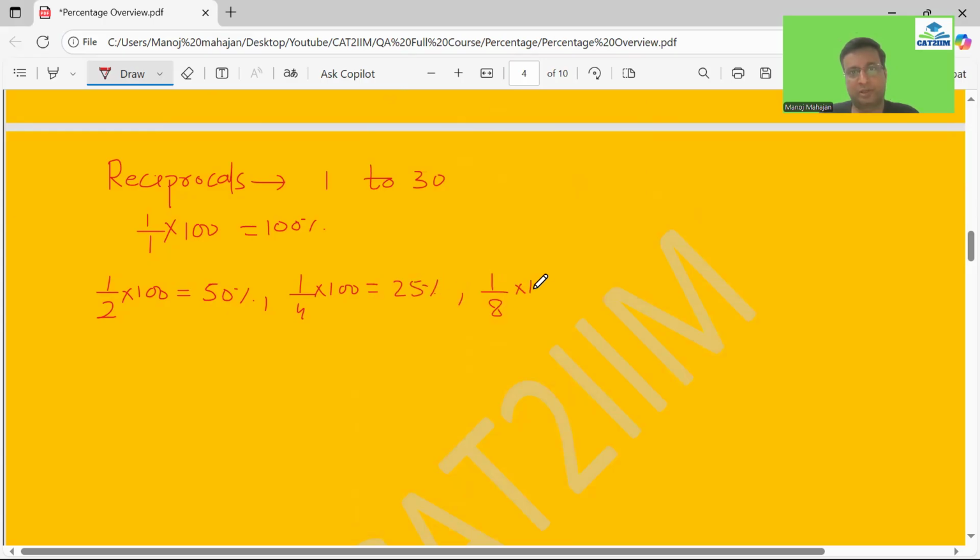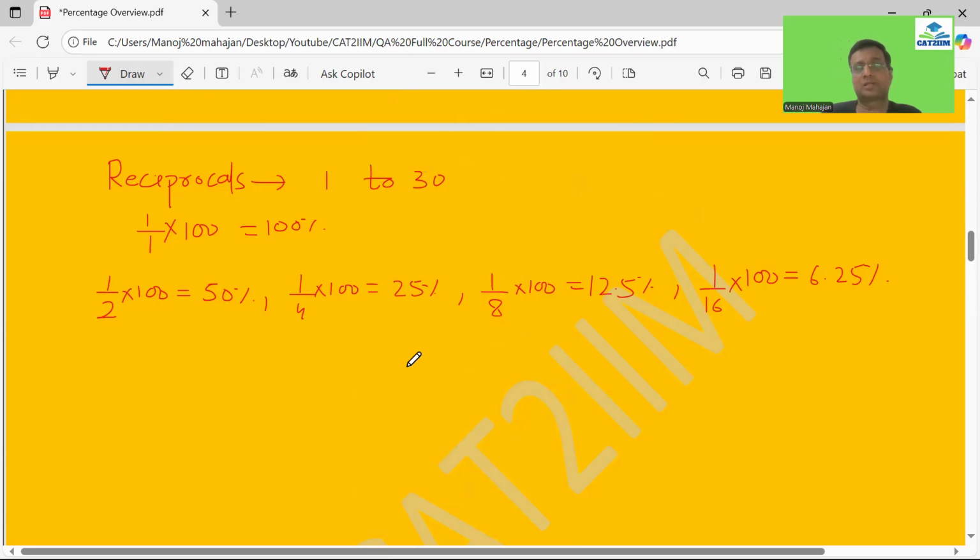1 upon 8, if I do, that is nothing but 12.5. I'm just dividing by 2 so that you can remember each of these fractions with ease. 1 upon 16, if I do, that is again half of 12.5. If I divide by 2, that is 6.25%. Now remember that you have learned so far 1 upon 2, 1 upon 4, 1 upon 8, 1 upon 16, but these are not the only fractions which you have learned. You can actually use these fractions to generate more fractions.